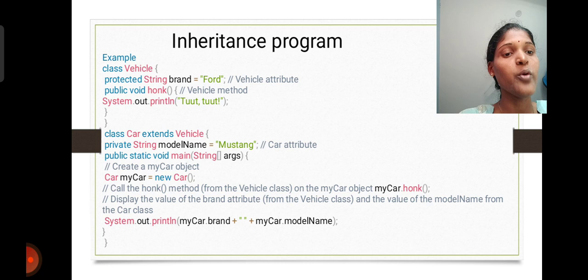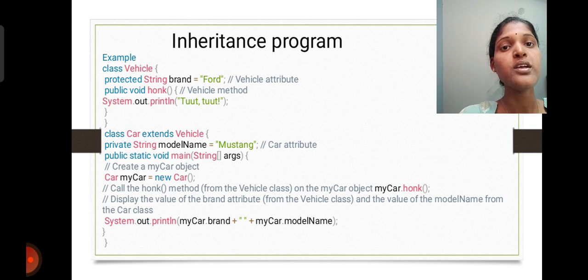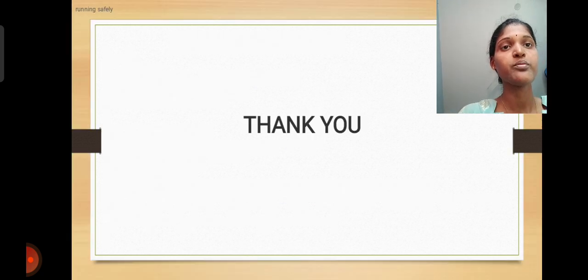What is an object? An object is an instance of a Java class, meaning it is a copy of a specific class. It has three characteristics: identity, state and behavior. We are creating the car. myCar is equal to new Car. When we print System.out.println myCar.brand plus a space plus myCar.modelName, we can give our brand and our car model name. Thank you.